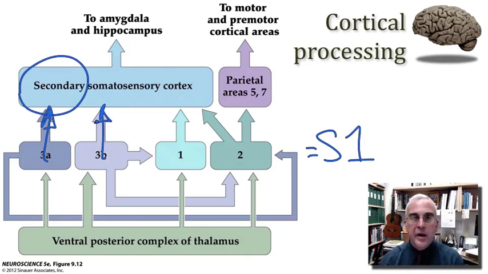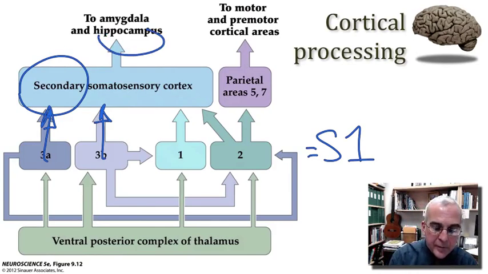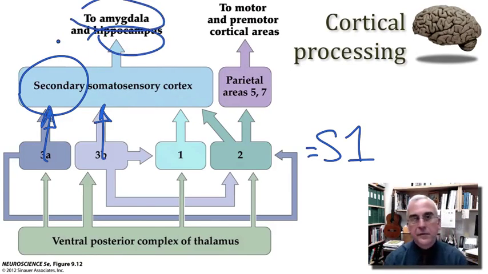And from there, that information is further elaborated in a higher order sort of way and passed into structures in the medial part of the temporal lobe that are going to be important for making memories and for interacting with our emotional networks. So that involves the hippocampus and the amygdala, respectively.